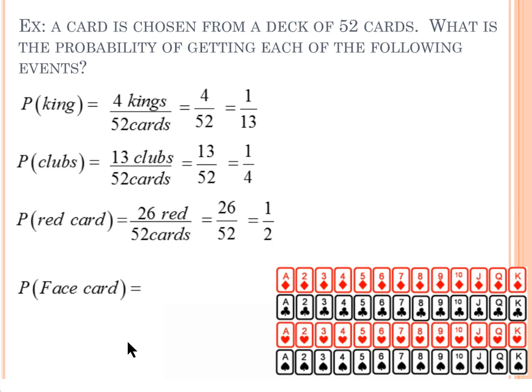And for the last example here, what's the probability of getting a face card? The face cards are my jacks, my queens, and my kings. So I have 3 face cards here, then 3 face cards there, 3 over here, and 3 over there. So 3, 6, 9, 12. I have 12 face cards out of the total 52 cards in the deck. So 12 divided by 52 is simply going to be 3 divided by 13.